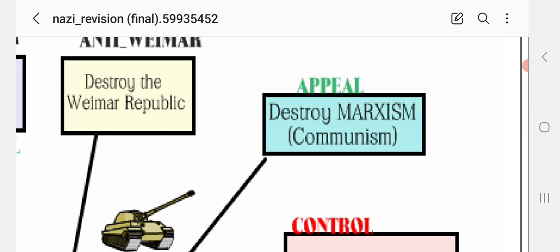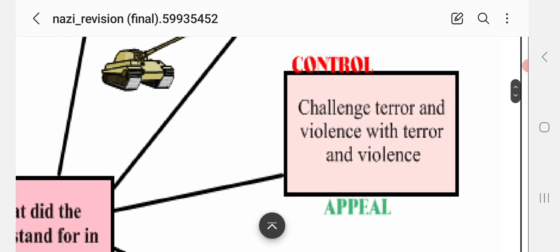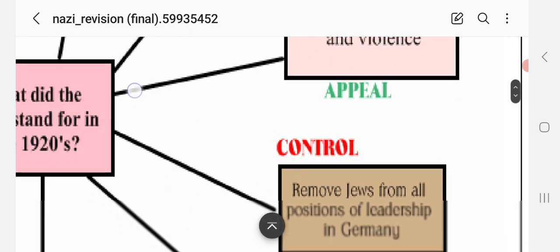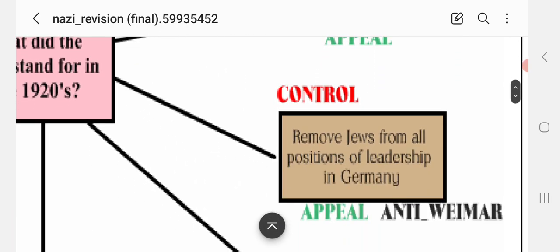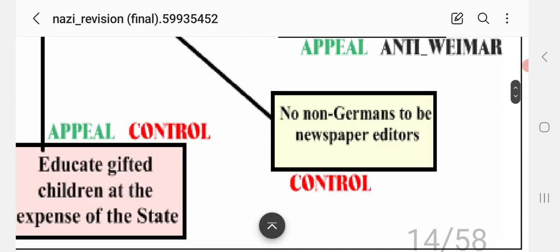And if you know anything about what Hitler does, he wanted no other political parties. He didn't want any political opposition. He wanted to meet terror and violence with terror and violence, scaring people into not doing it. He wanted to remove Jews from all positions of leadership in Germany, which was very anti-Weimar. No non-Germans to be newspaper editors.